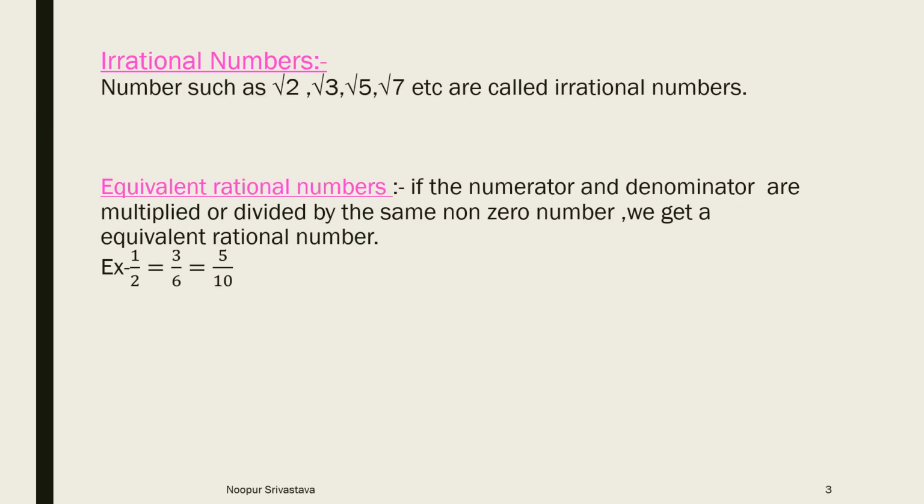Irrational numbers. Numbers such as root 2, root 3, root 5, root 7, etc. are called irrational numbers.